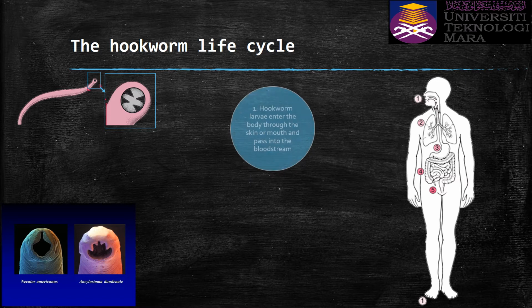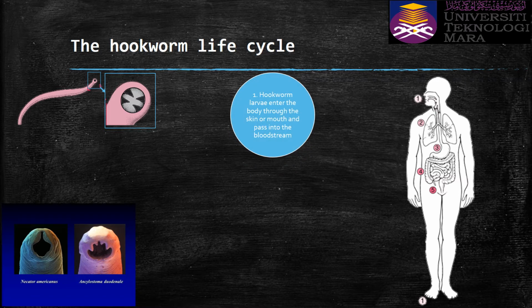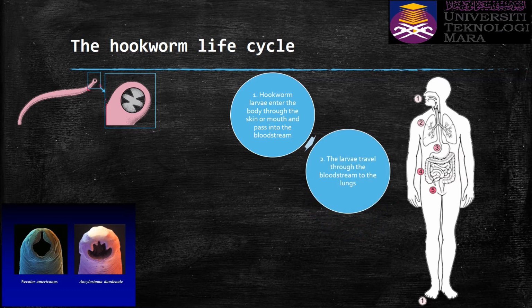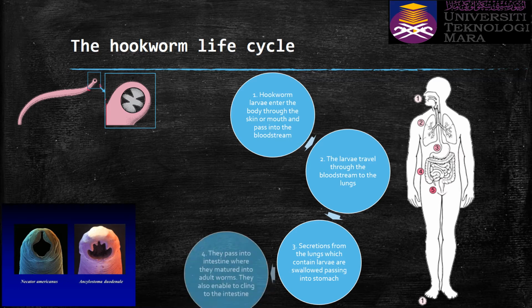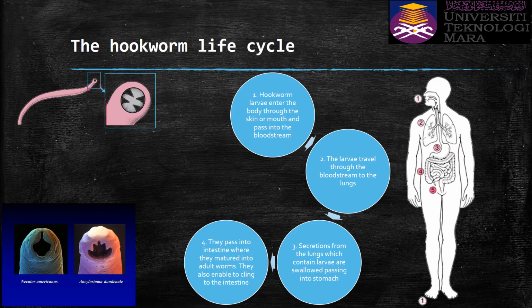The hookworm life cycle is divided into 5 phases. The first phase is when the hookworm larvae enter the human body through the skin via hand and foot or mouth and pass into the bloodstream. The second phase is the larvae travel through the bloodstream to the lungs. The third phase, secretions from the human lungs, which contain the larvae, are coughed up and swallowed, passing into the stomach. The fourth phase is when the larvae pass into the human intestine, where they mature into adult worms.